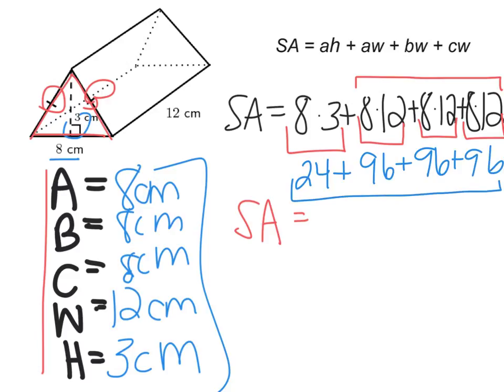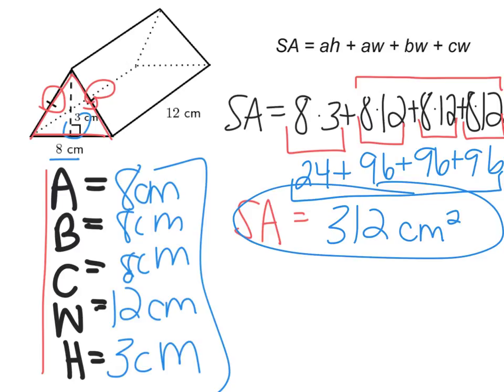And now we're going to go ahead and add all of these numbers together. So 96 plus 96 plus 96 plus 24 will get us an area or surface area of 312 centimeters squared. So like I said, it's all about using the formula. If you can use the formula, you should be able to successfully get the surface area.